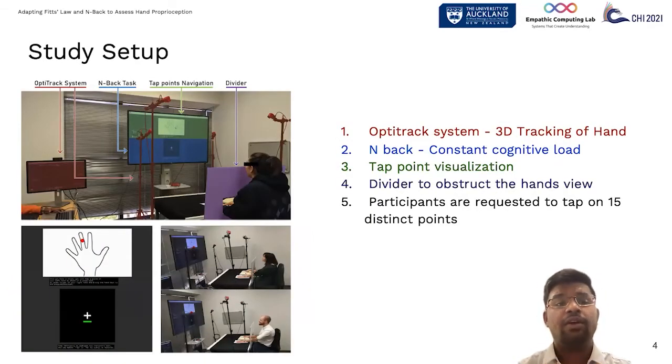In order to fill the gap, we went on to design a study. The main goal of the study is to determine the level of proprioception for topographic regions of the back of the hand under cognitive load by adapting Fitts law.